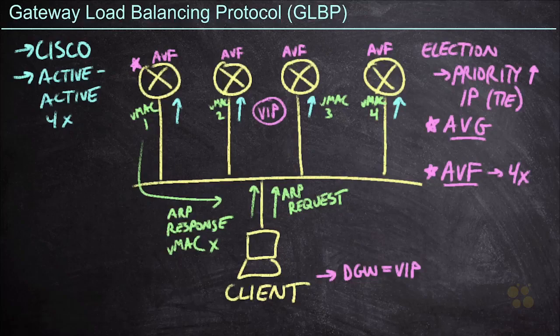So a natural question to ask at this point would be, how does the AVG choose which virtual MAC address to provide? And we actually have a say in that when we're doing the configuration of GLBP. And specifically, we have 3 different load balancing methods that we can choose from.